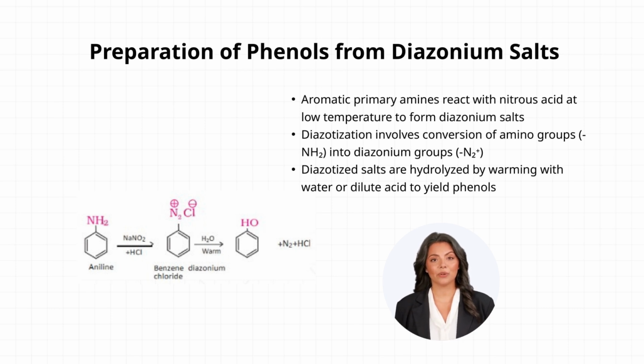The diazonium group is replaced by a hydroxyl group, forming phenol. You'll also notice the formation of nitrogen gas, N2, which escapes as bubbles. This two-step pathway, from aromatic amines to diazonium salts, and then hydrolysis to phenols, is an important synthetic route. Now imagine the nitrogen gas bubbling out as the molecules rearrange. It's like a microscopic fireworks display indicating the reaction's progress.